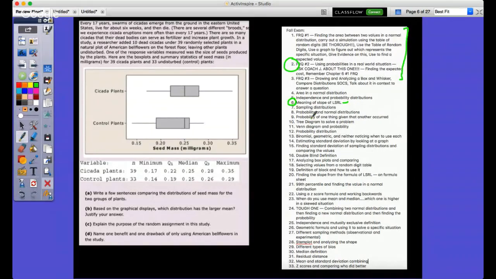Area in a normal distribution. Anytime I see that, I think normal CDF. Remember, don't ever use normal PDF. Otherwise, I'll haunt you forever. Okay, haunt your children's children.